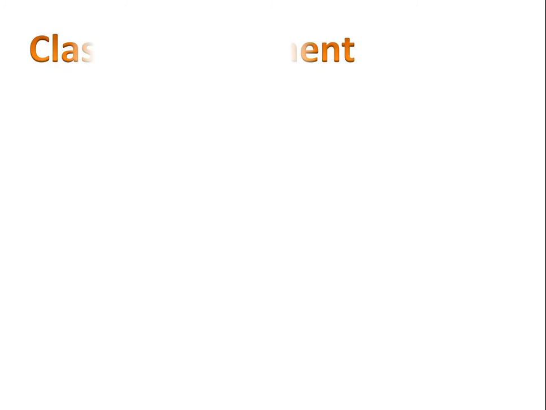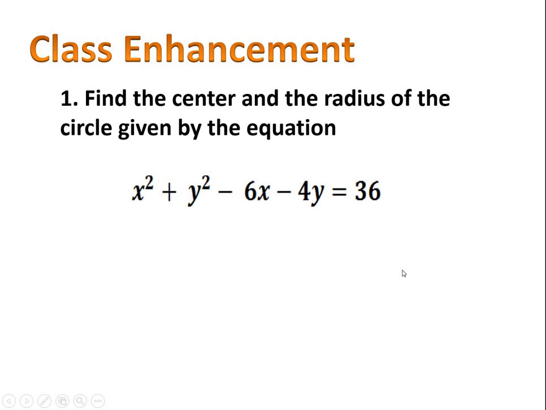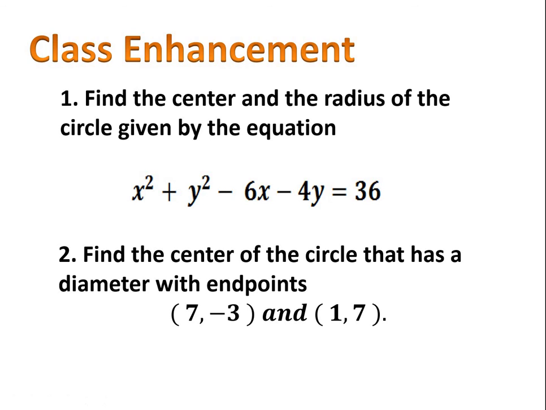And that's it. Let's have the class enhancement. Find the center and the radius of the circle given by the equation x² + y² - 6y - 4y = 36. Find the center of the circle that has a diameter with endpoints (7, -3) and (1, 7).